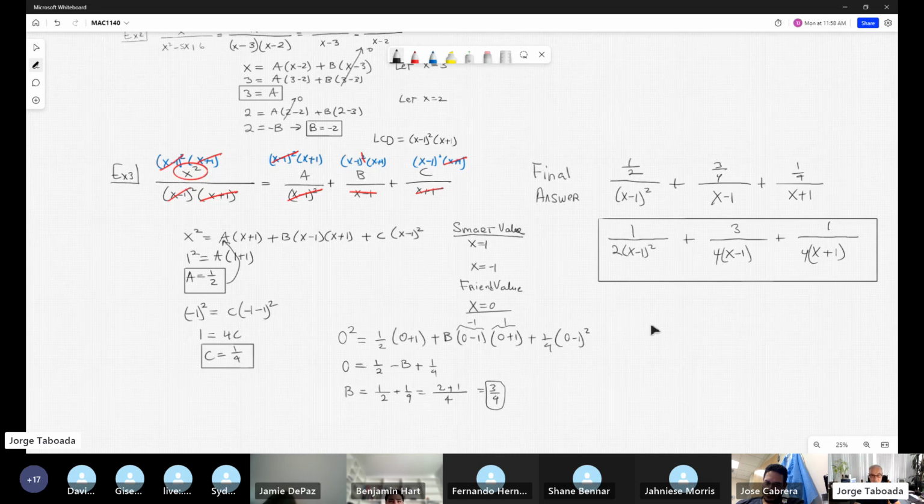My recommendation is to always try using smart values, but there are some problems in which you have no possibility. This example 3 is a perfect example. Two smart values can help me find A and C, but to find B, we need to put an extra value, okay, is 0, or no, a small value, because I don't want to complicate my arithmetic too much.